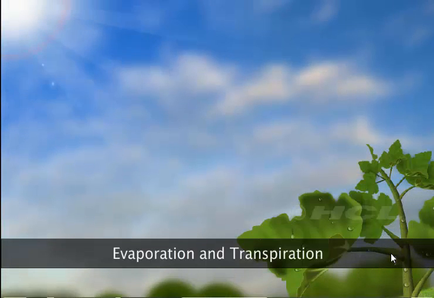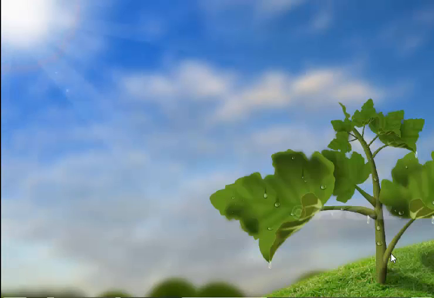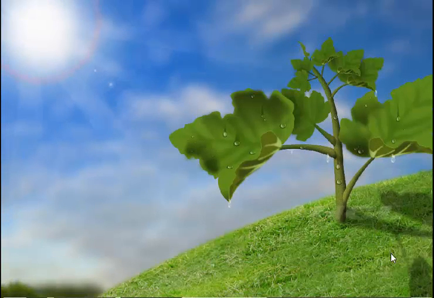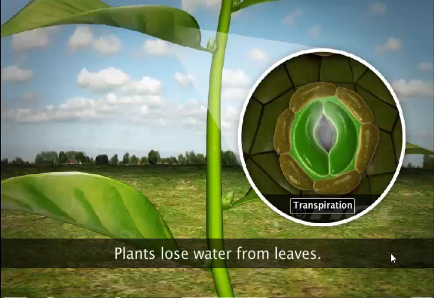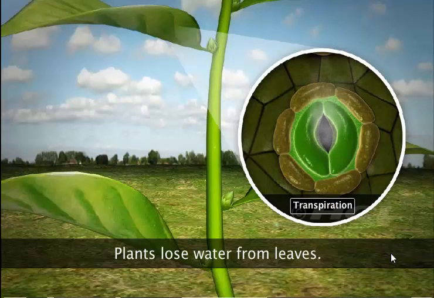Land areas also lose water through the process of evaporation and transpiration. Water present in the soil and in groundwater sources is lost through evaporation, while plants lose water from the surface of the leaves through transpiration.